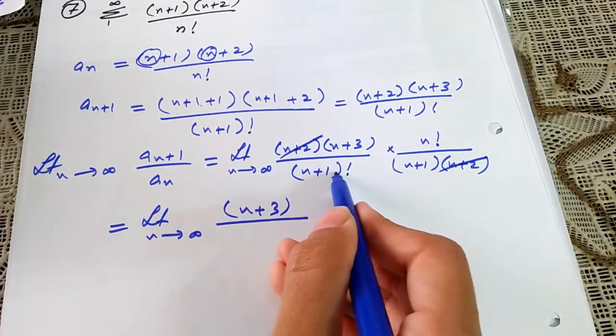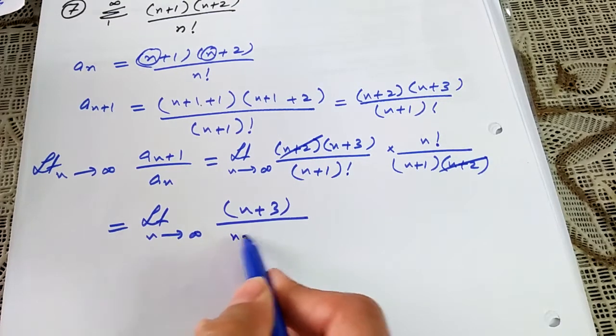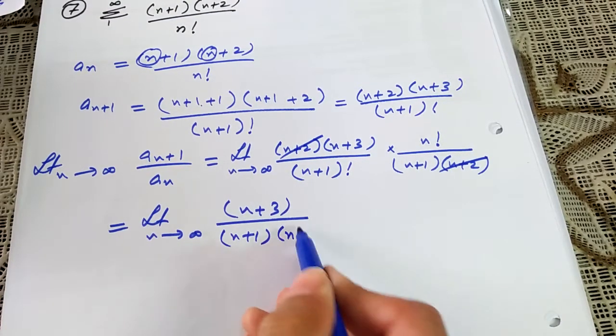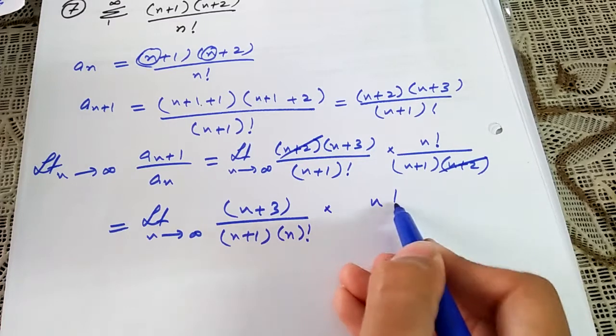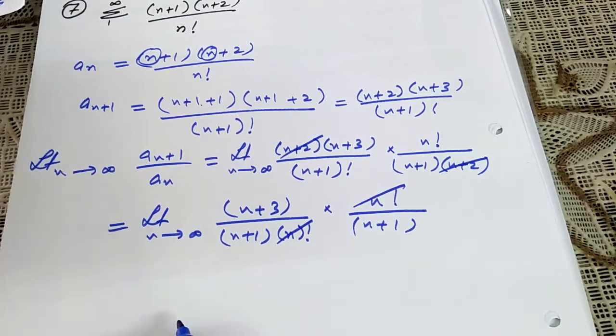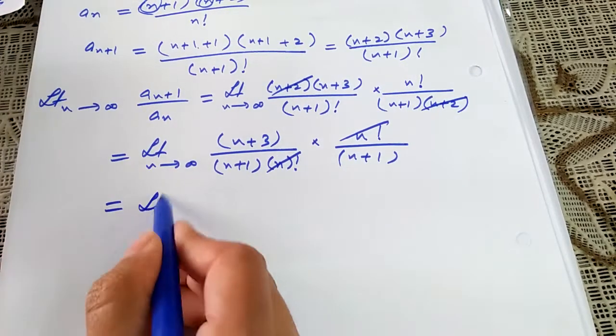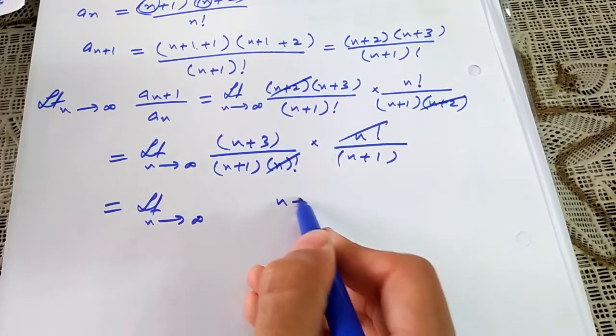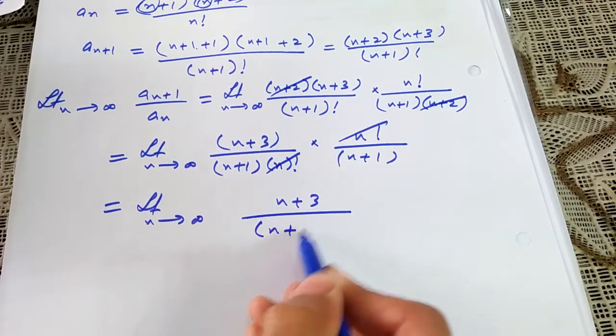Now I can write (n+1)! as (n+1) times n!, so we get (n+1) n! multiplied by n! over (n+1). This n! can be cancelled out. So we are left with the limit as n approaches infinity of (n+3) divided by (n+1) whole square.